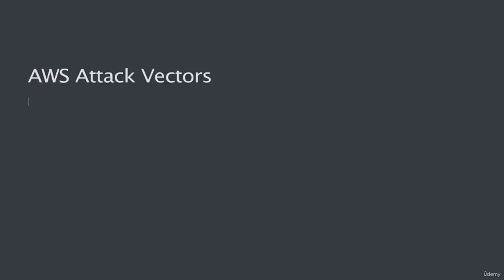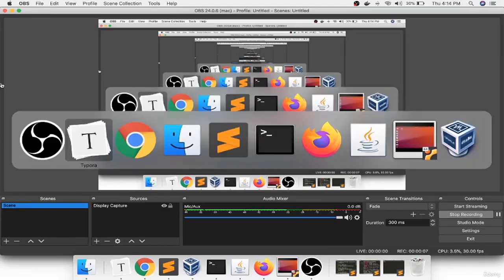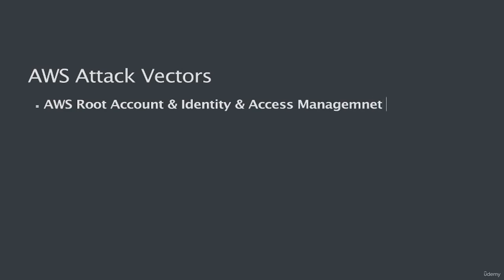Thank you. Hello friends, welcome back. So now I'm going to talk about AWS attack vectors. Let me check whether recording is going or not. It's going on. Okay. So AWS attack vectors, I'll list them one by one. AWS root account and identity and access management IAM users. This could be the first attack vector.